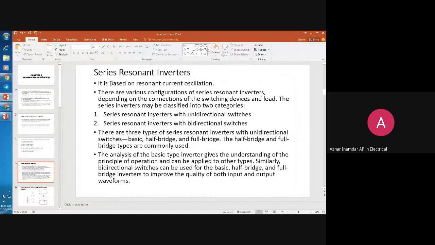So now we are going to have a look at the series resonant inverter. These are based on resonant current oscillations, and the resonating components and switching devices are placed in series with the load. Okay, in the diagram we are going to see it. These are placed in series with the load to form an underdamped circuit. The current through the switching devices falls to zero due to the natural characteristics of that particular circuit. So if the switching element is a thyristor, it is said to be self-commutated.